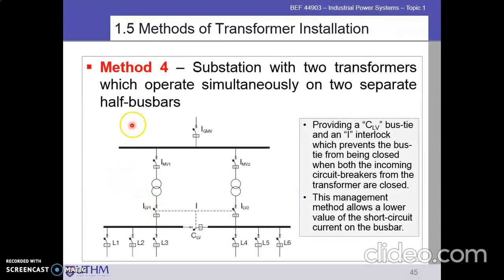Okay, next, the last method, method 4, is a substation with 2 transformers which operate simultaneously on 2 separate half bus bars. This one is still 2 transformers, but here there is an interlock, and also we have a bus tie. Providing a bus tie and interlock prevents the bus tie from being closed when both the incoming circuit breakers from the transformers are closed. This management method allows a lower value of the short circuit current on the bus bar.